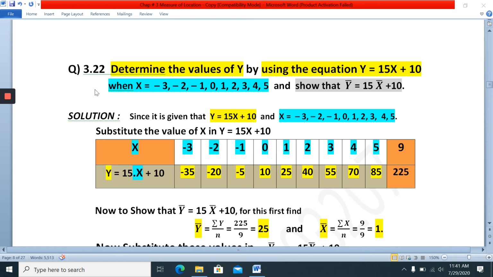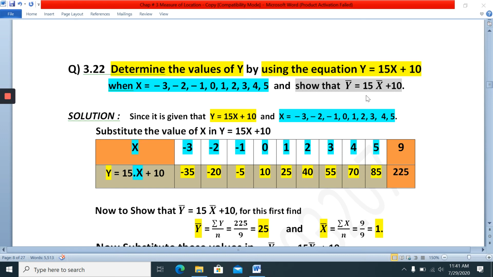This is the short question of 3.22. Determine the value of y by using the equation y is equal to 15x plus 10 when x is equal to minus 3, minus 2, minus 1, 0, 1, 2, 3, 4, 5. These are the values of x, and show that y bar is equal to 15 times x bar plus 10. Now this is the question. First determine the value of y. First find y, use this equation, and these are the values of x.